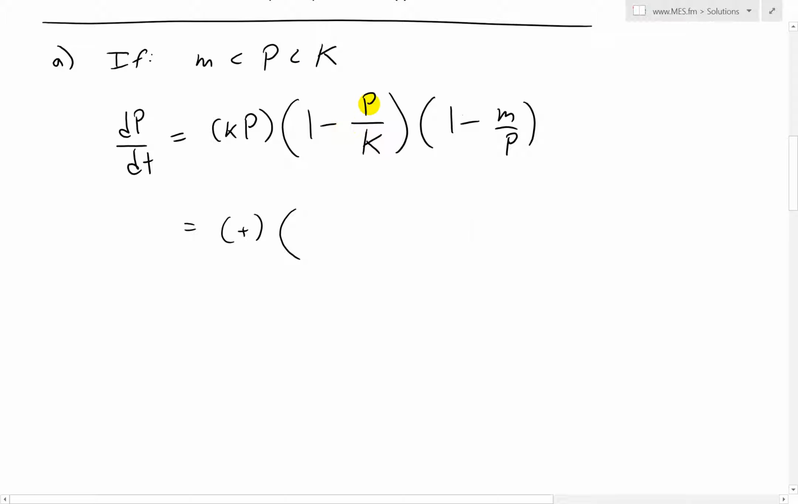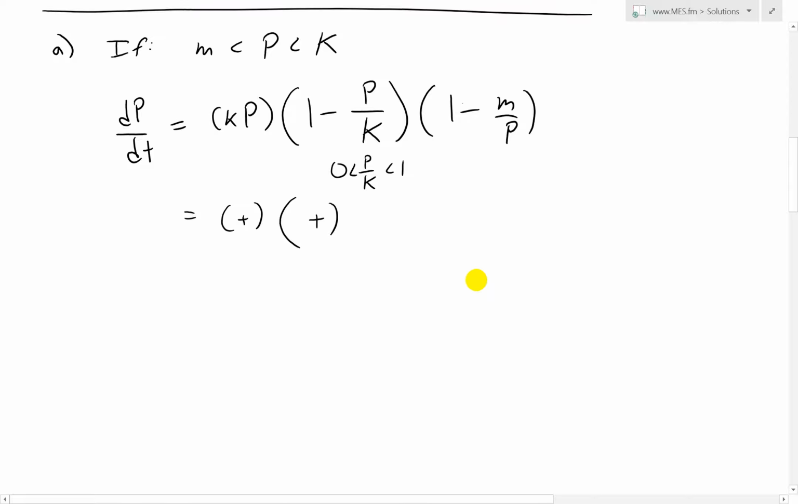Greater than m here. So p is less than K, we're going to have a 1 minus, this is going to be less than 1. So this is going to be greater than 0. In other words, it's going to be positive. Or in other words, this part right here, p over capital K is less than 1, greater than 0. Yeah, because p is greater than 0.